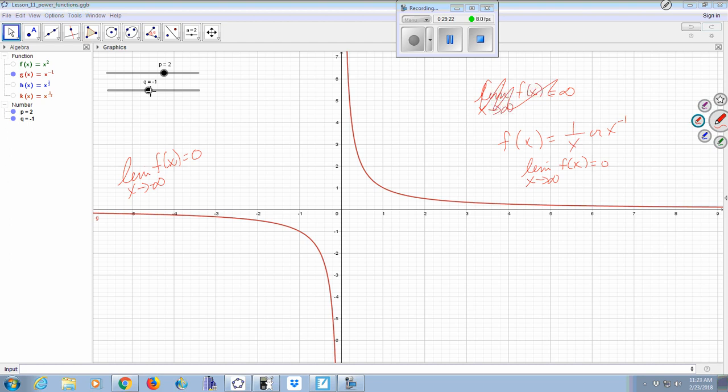There's a name for this kind of function. Does anybody know, other than reciprocal, the shape, what we call these? Did you ever have conic sections in high school? We'll have them at the end of the semester. It's called a hyperbola.